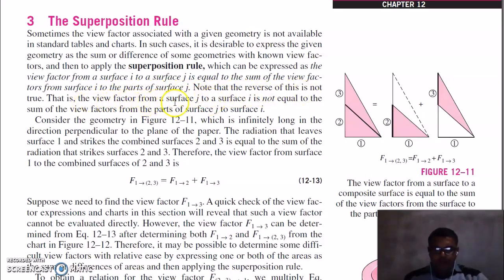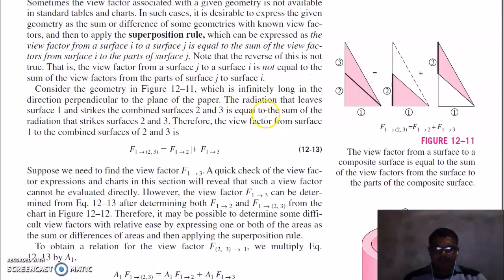Notice that the reverse of this is not true. That is, the view factor from a surface J to surface I is not equal to the sum of the view factors from the parts of surface J to surface I.